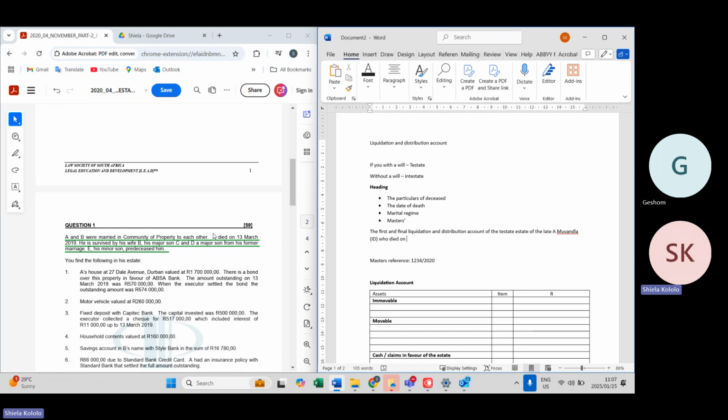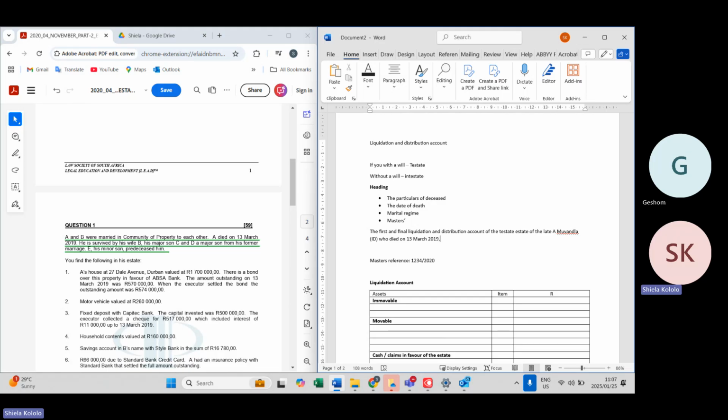So we see that they say A died on 13 March 2019. So we know he died on 13 March 2019. All right. How can I get his ID number? His ID number, you just make it up. You just make up an ID number. Okay.